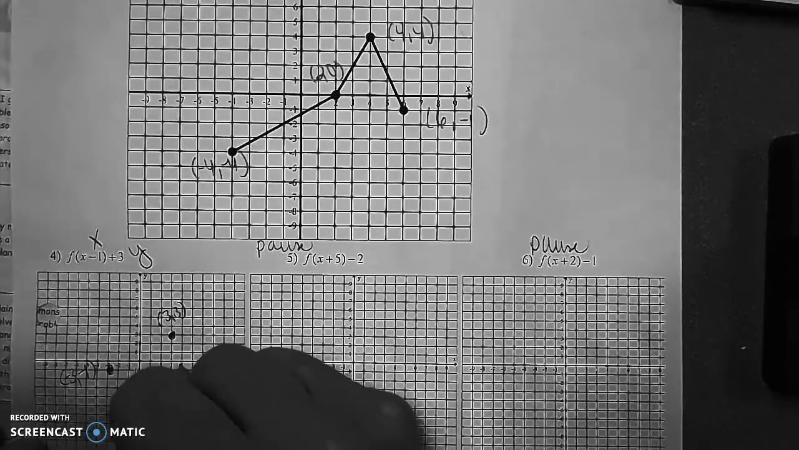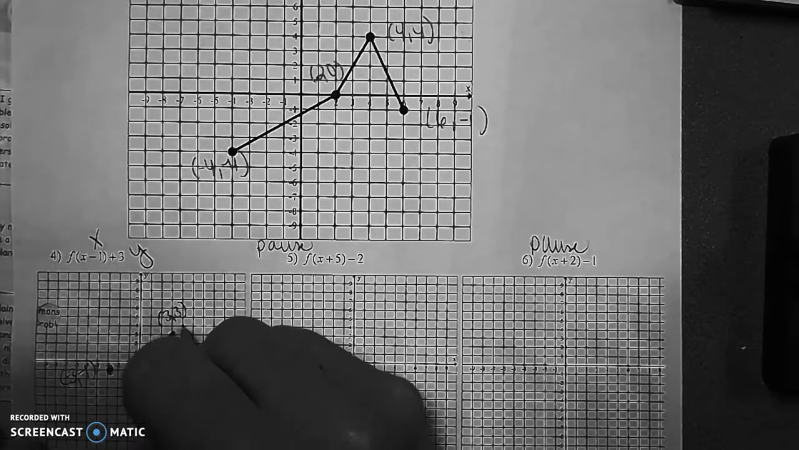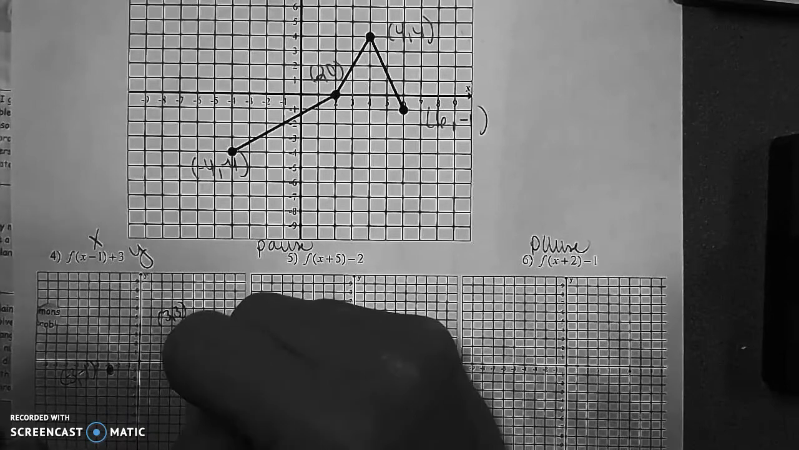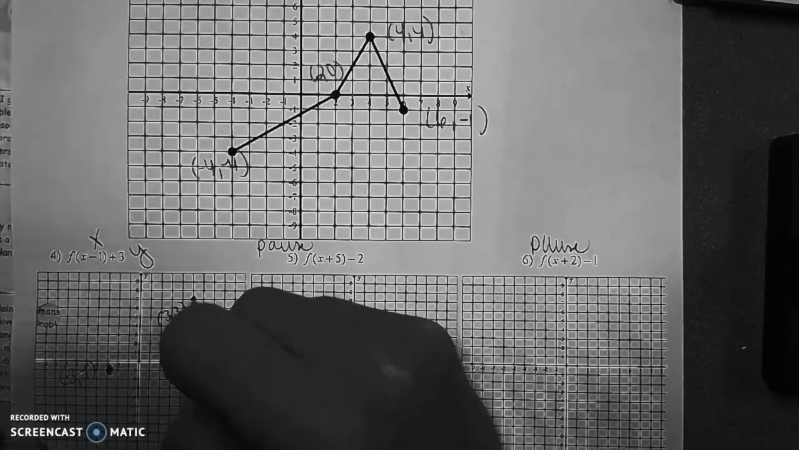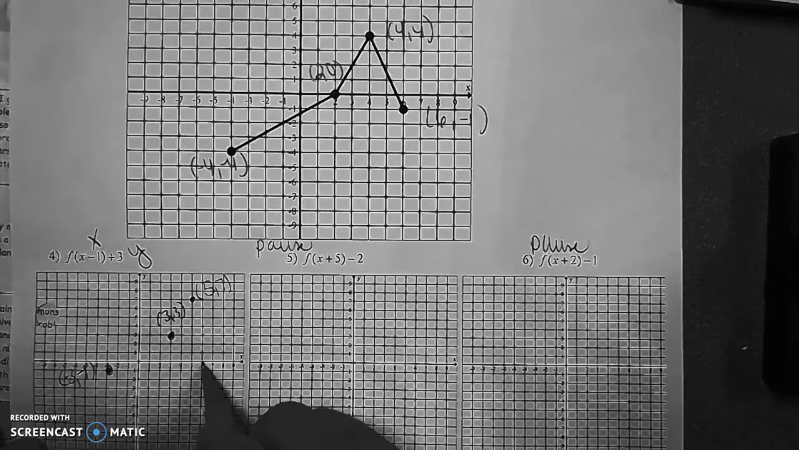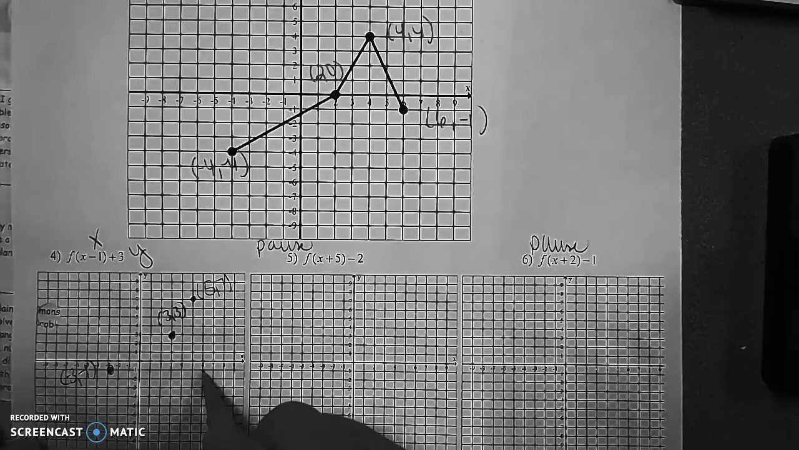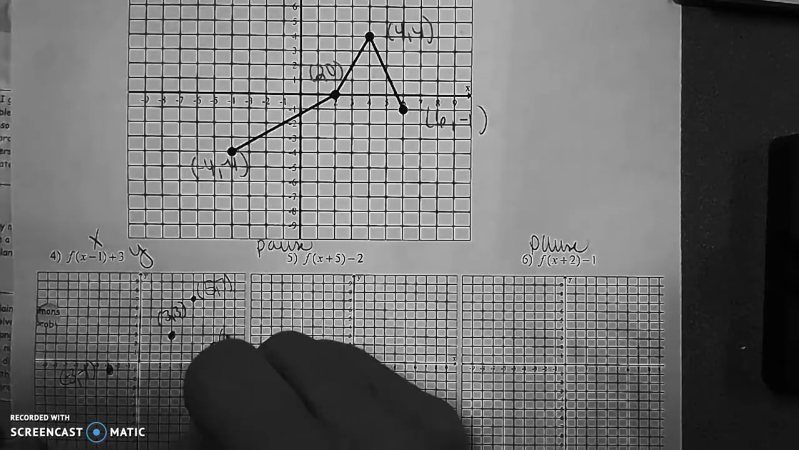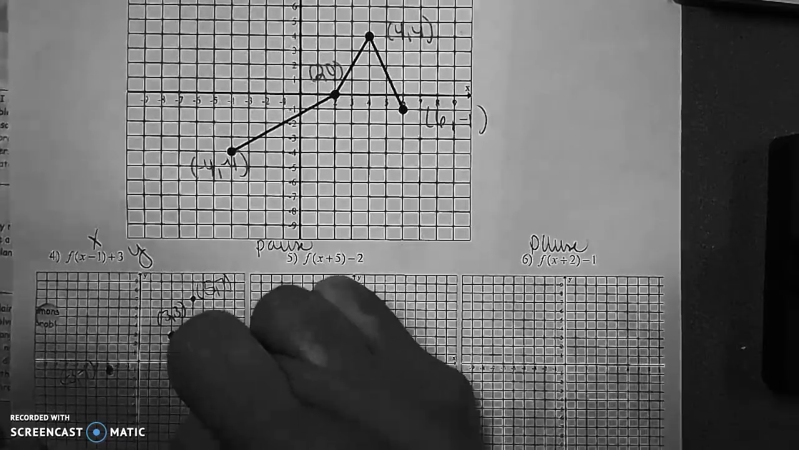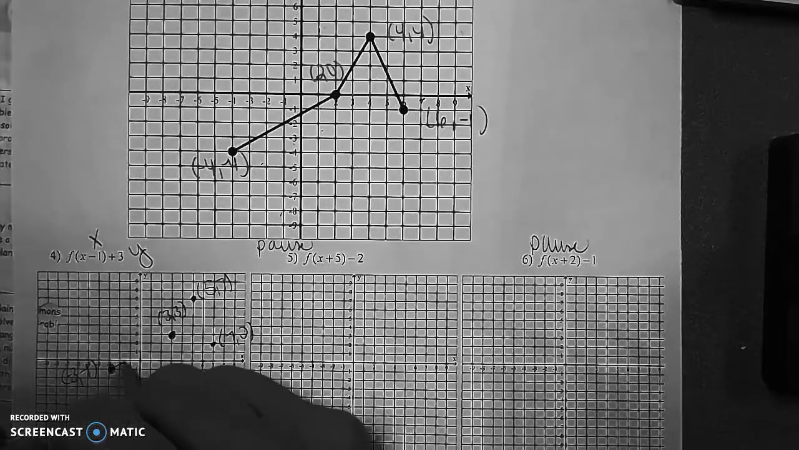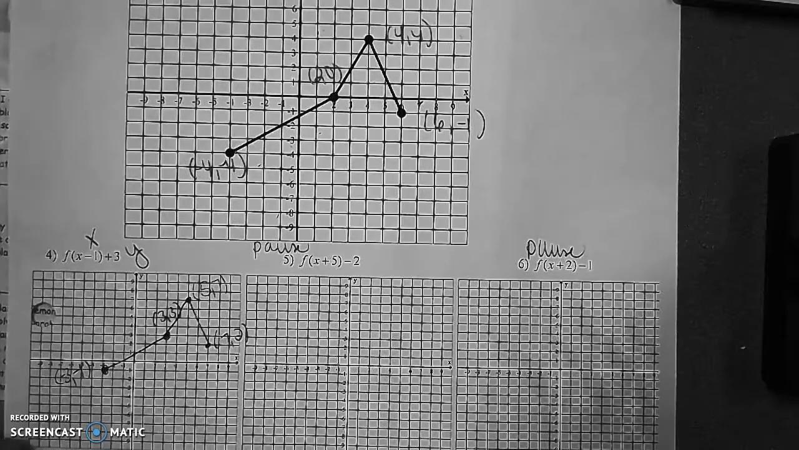Let's take 4, 4. Move right 1, up 3. 1, 2, 3. And that point becomes 5, 7. Take 6, -1, and move it right 1, up 3. 1, 2, 3. And that becomes 6... whoops, I was looking at the old one. That becomes 7, 2. And there's my new function.